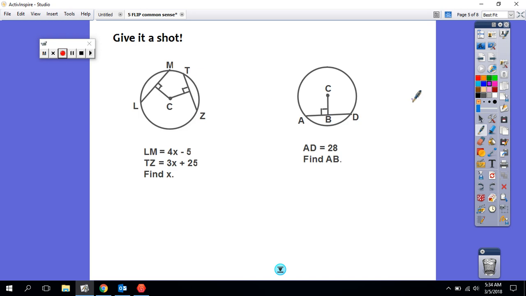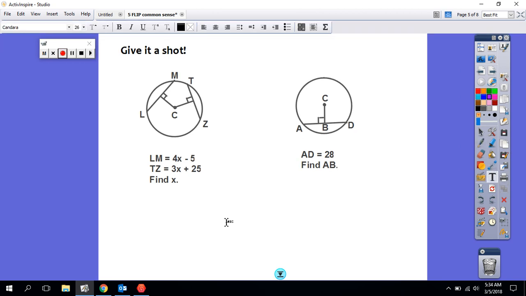All right, so here are some problems for you to try. Give these a shot, pause the video, and see what you can work out.